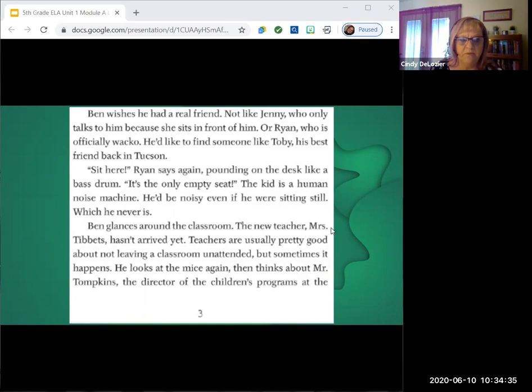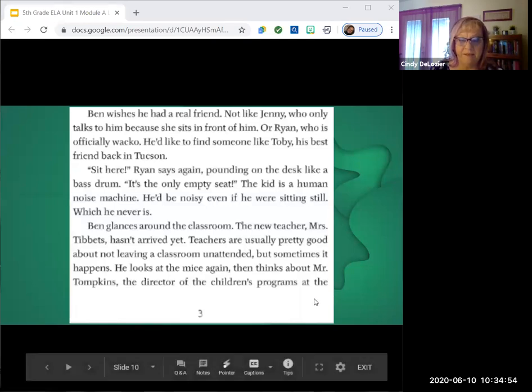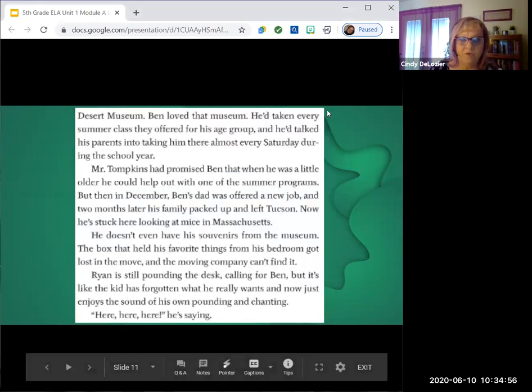Ben glances around the room. The new teacher, Mrs. Tibbets, hasn't arrived yet. Teachers are usually pretty good about not leaving a classroom unattended, but sometimes it happens. He looks at the mice again, then thinks about Mr. Tompkins, the director of the children's programs at the Desert Museum.